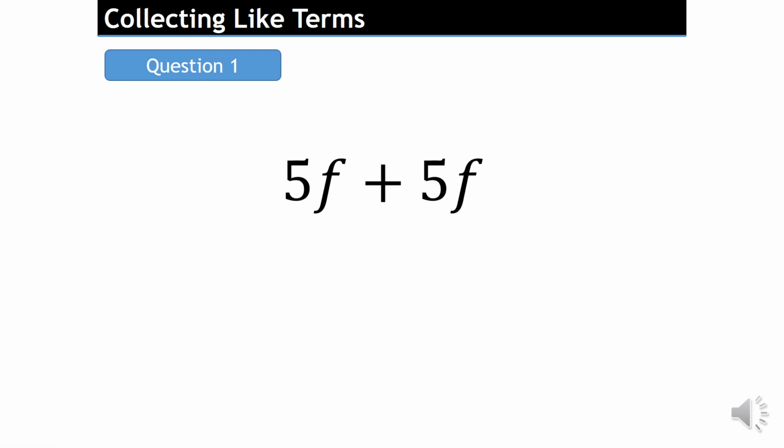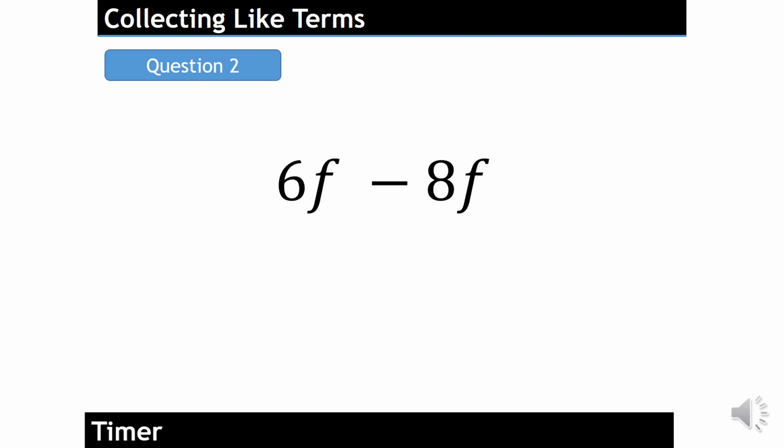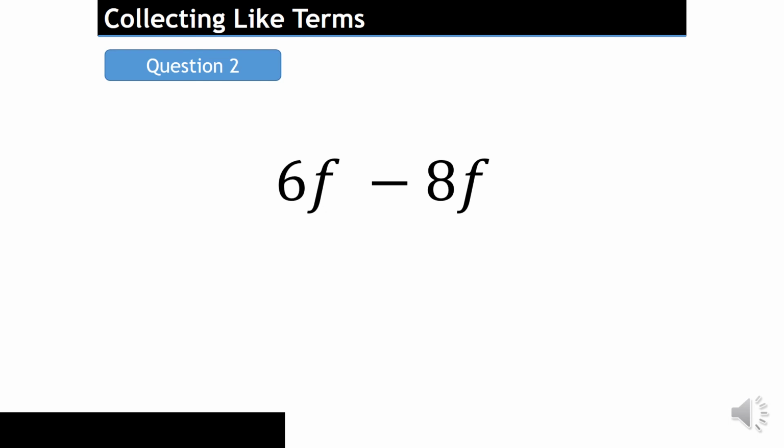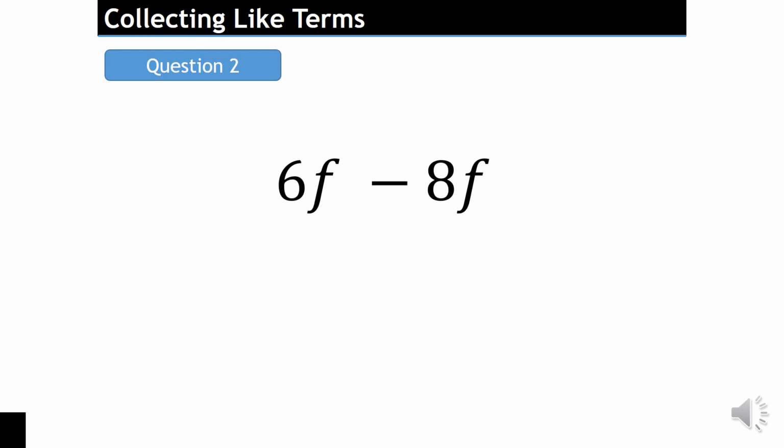So question 2 is 6f minus 8f. So be careful, make sure you're doing 6f minus 8f and not accidentally doing 8f minus 6f. So careful which way around it is. So you'll need to use some negatives here. So 6f minus 8f. Okay, a few seconds left. 3, 2, and 1. Okay, answers are coming up next.